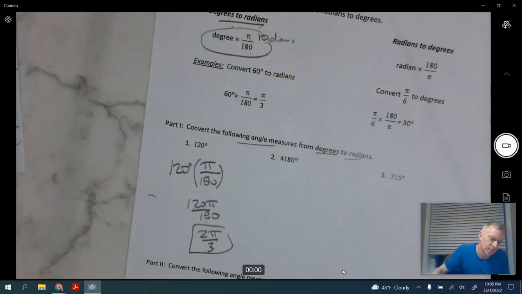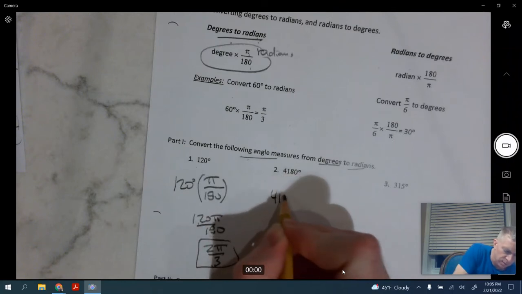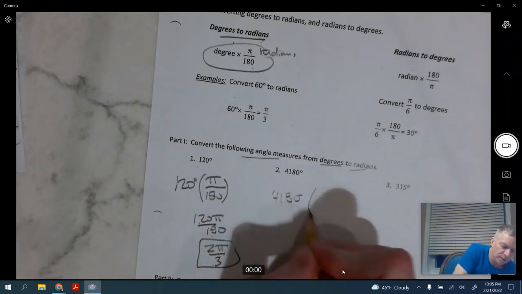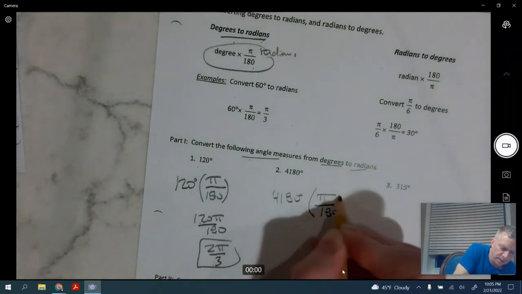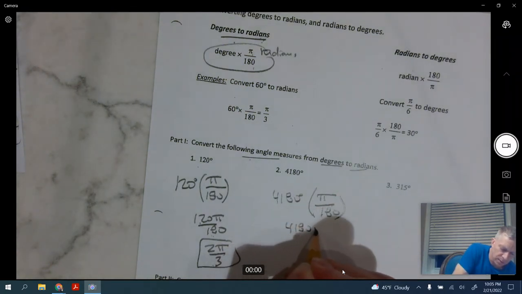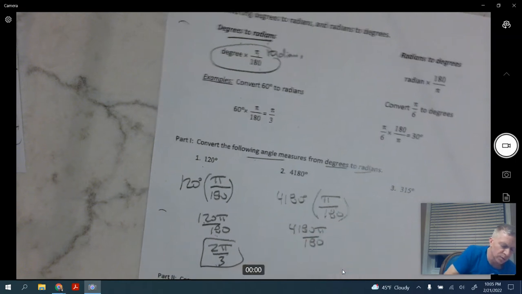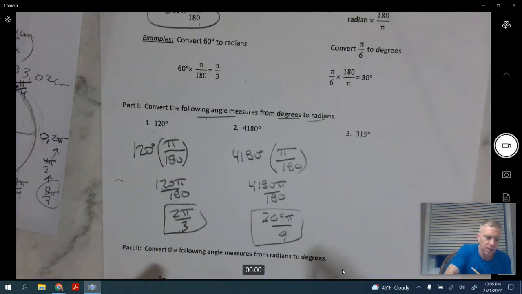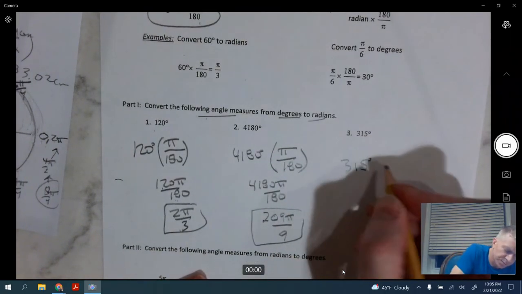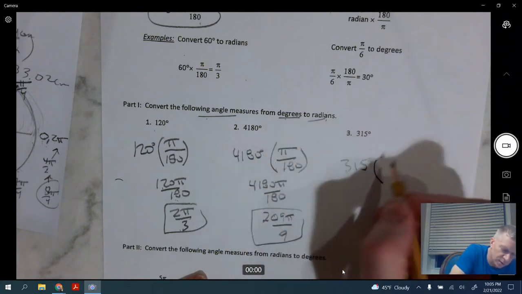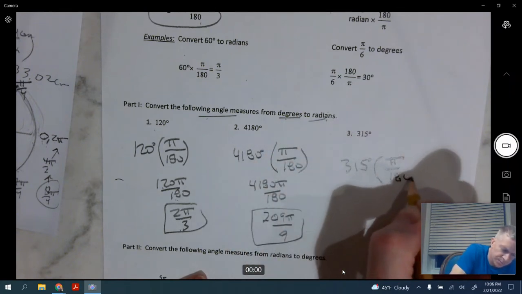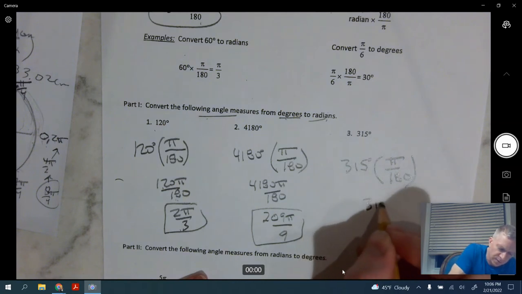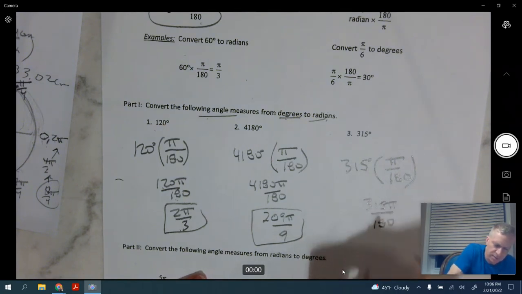Okay. Next one, 4180. Again, we're going degrees to radians, so we're going to multiply by pi over 180. You get 4180 pi over 180, and you can reduce that fraction. That reduces to 209 pi over 9, and that's going to be in radians. Okay. Now 315 degrees, multiply. We're converting to radians again, pi over 180. So you get 315 pi over 180.